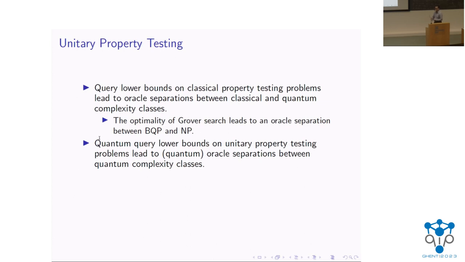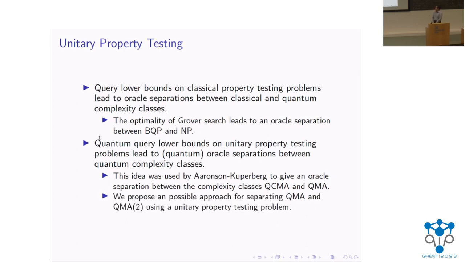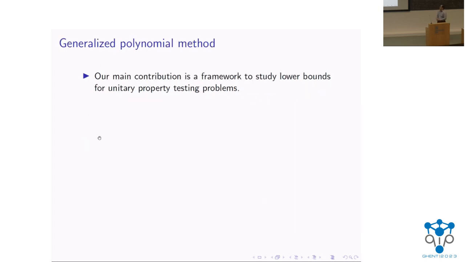So we expect that by finding lower bounds against unitary property testing problems, you can find oracle separation between different quantum complexity classes. And this was also used in the past to great success. Aaronson and Kuperberg showed that there's an oracle separation between QCMA and QMA. And as we will see later in the talk, the main goal of this line of work, at least this paper, was to get an oracle separation between QMA and QMA2, which I'll explain later.